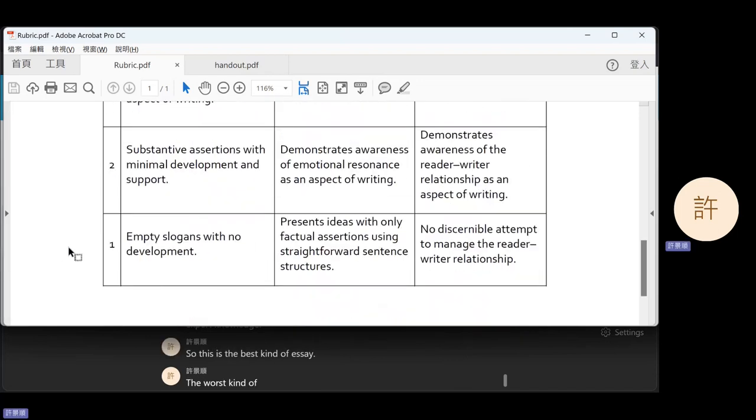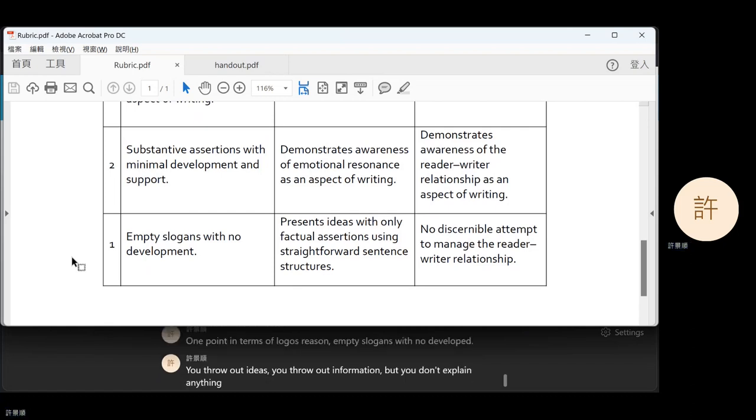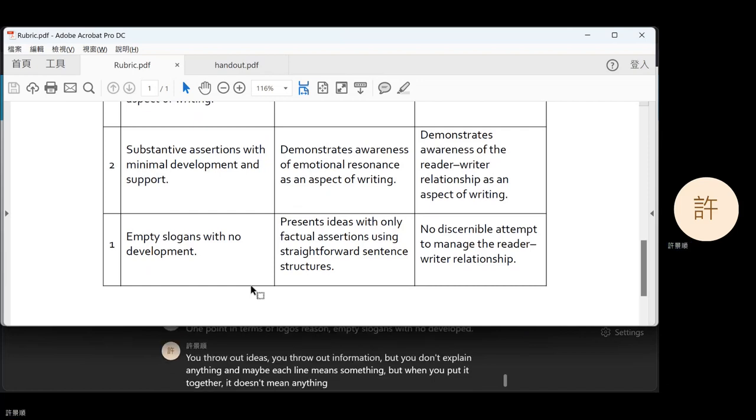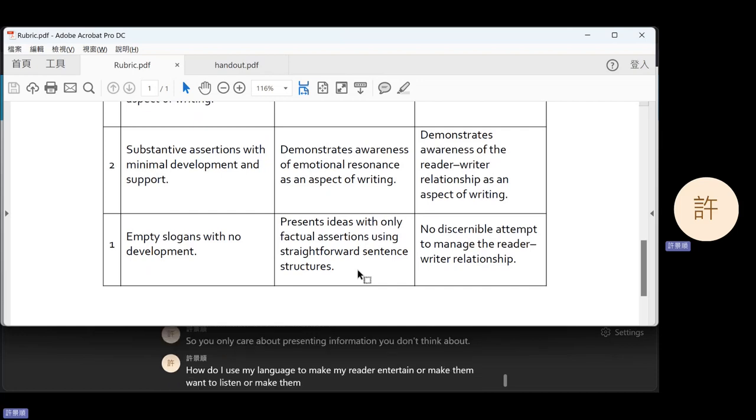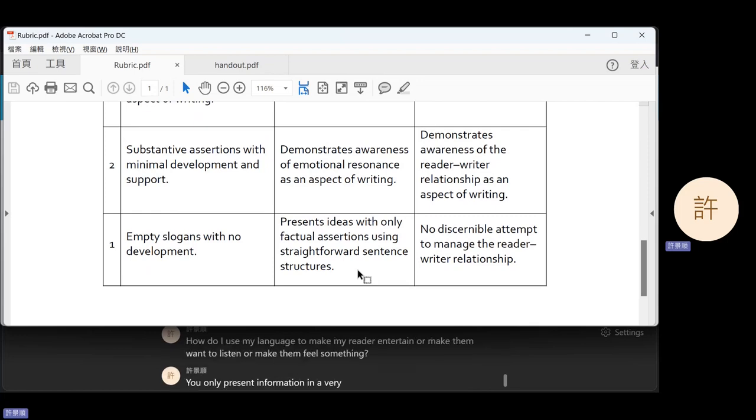The worst kind of essay, one point, in terms of logos, reason: empty slogans with no development. You throw out ideas, you throw out information, but you don't explain anything. And maybe each line means something, but when you put it together, it doesn't mean anything. In terms of emotion, it presents ideas with only factual assertions using straightforward sentence structures. So you only care about presenting information. You don't think about how do I use my language to make my reader entertained or make them want to listen or make them feel something. You only present information in a very simple and straightforward way.